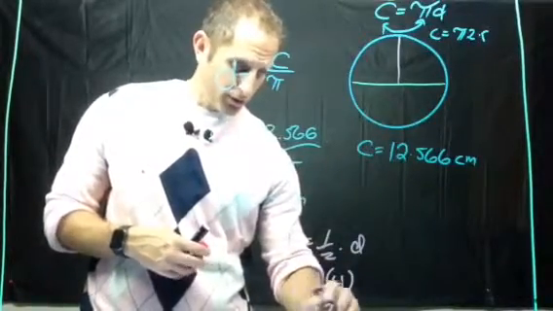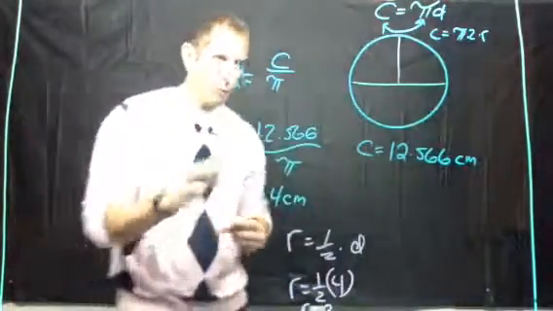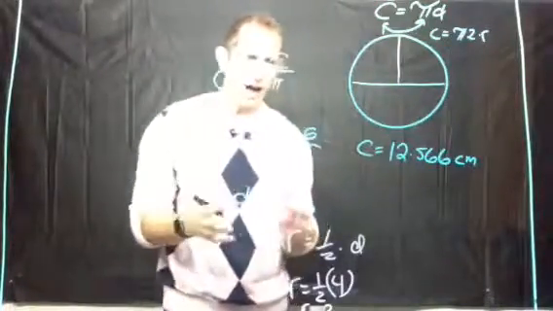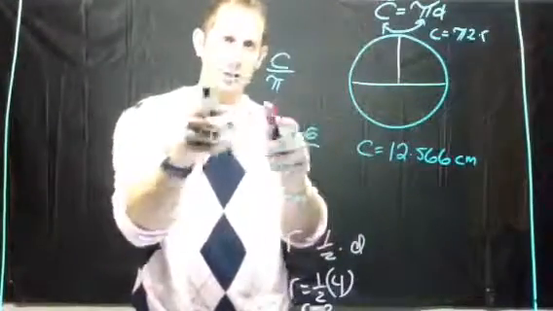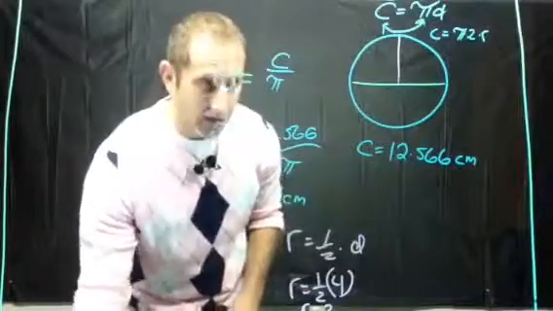Radius equals 2. So hopefully this video clarifies how you can work backwards by manipulating the formula in order to find diameter and radius.